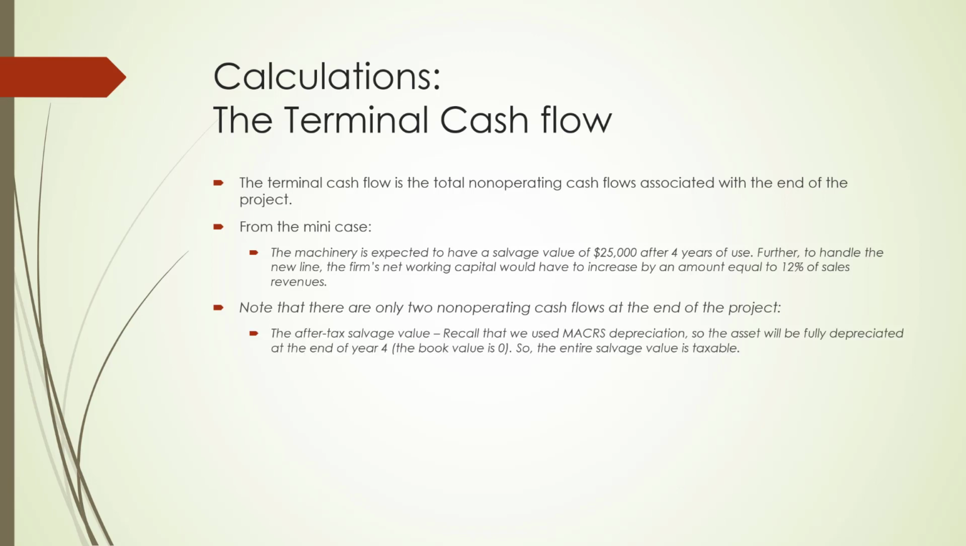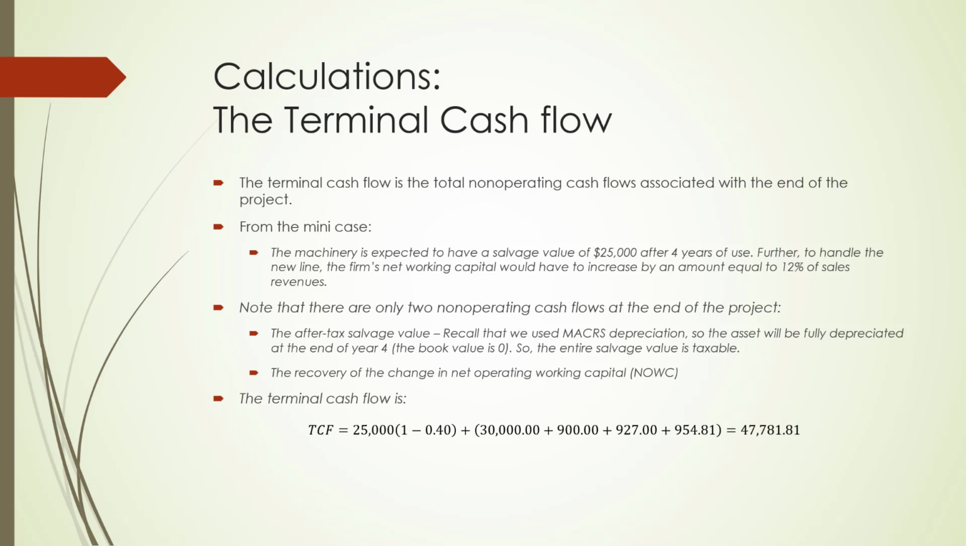We have the after-tax salvage value. Now, because we're using MACRS, the book value is 0. So the whole amount of that $25,000 is taxable. So $25,000 minus taxes at 40% leaves us with $15,000. That's the after-tax salvage value. Then we also have to recover the change in net operating working capital. Again, that's the sum of all of those investments in net operating working capital.